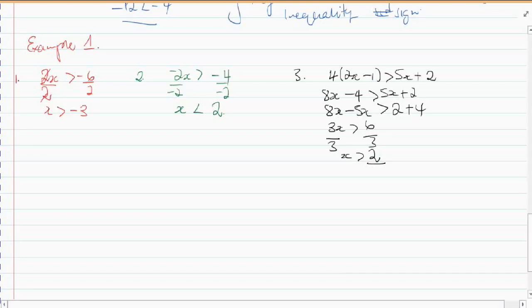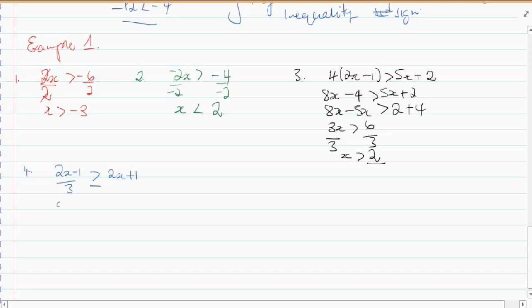problem or example, example number 4, where we can have 2x minus 1 all over 3, bigger or equals to 2x plus 1. So how do we solve this problem? Since under the denominator on the left hand side of the inequality sign there's no variable, we can cross multiply as though we solve the equations.